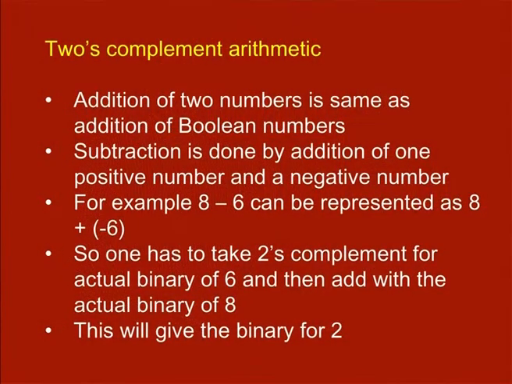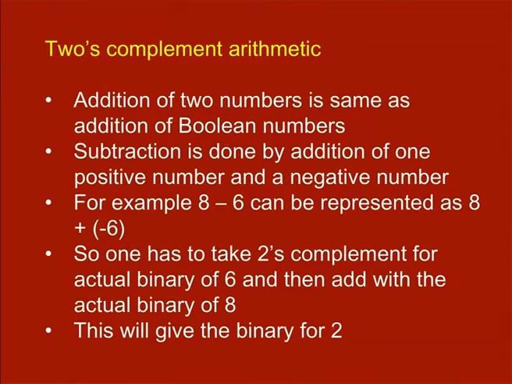Now, let us discuss 2's complement arithmetic. Since we have already discussed the arithmetic operations that go on in digital electronics, we can just start with the first operation, that is addition. The addition of two numbers is the same as addition of Boolean numbers, and subtraction is done by addition of one positive number and a negative number.